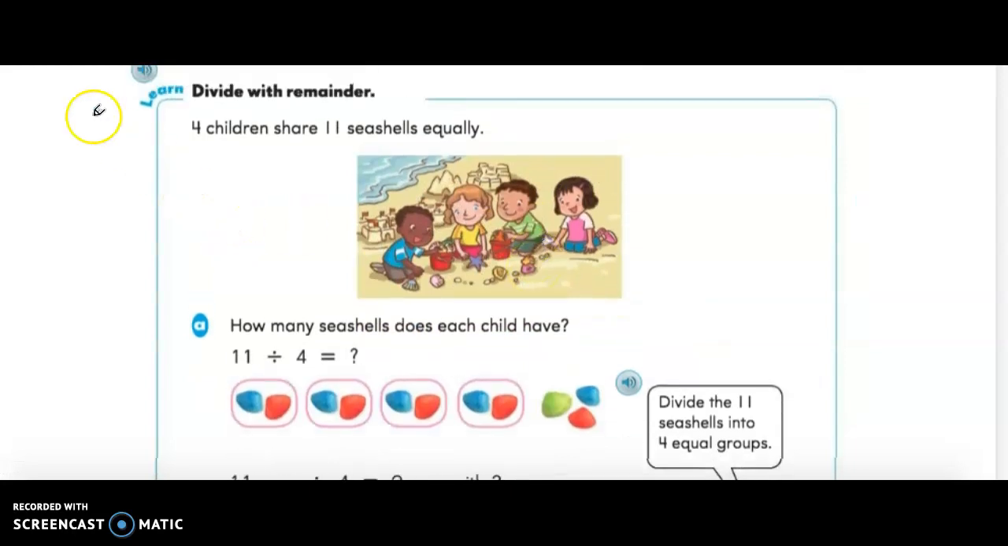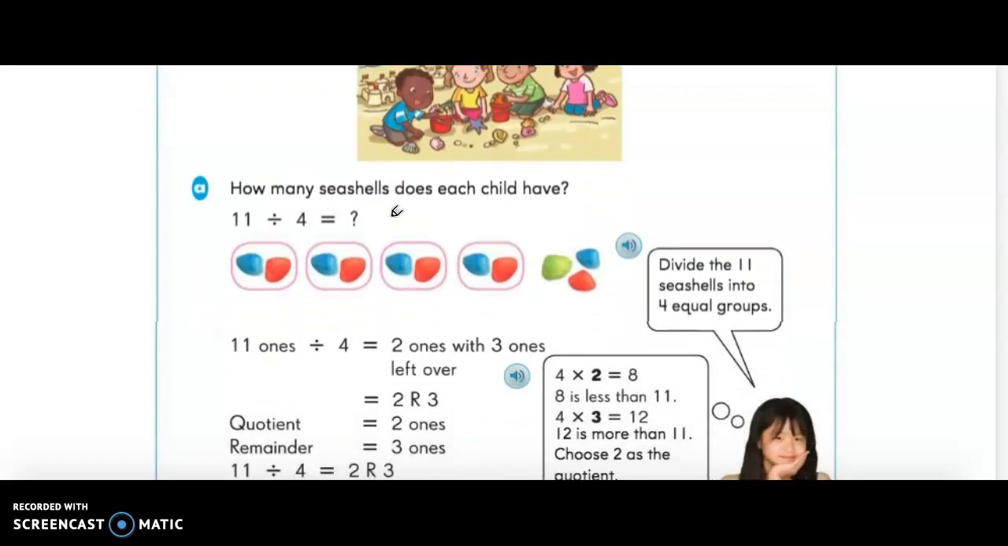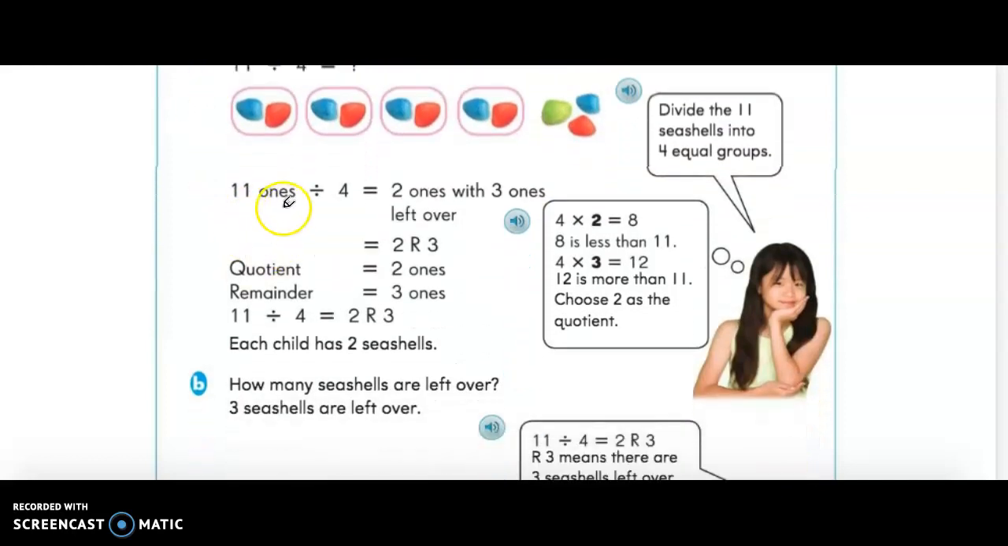So, 4 children share 11 seashells equally. How many seashells does each child have? We're taking 11 and splitting it equally into 4 groups. So what they did was they shared it, and then we have this extra over here. With that being said, the answer would be that each group is getting 2 ones, and then we have 3 ones that are left over.